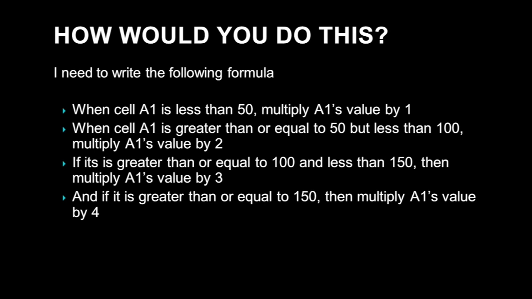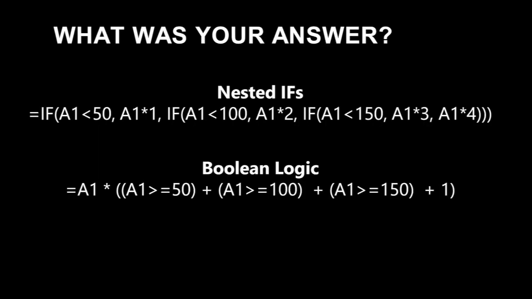You know, something multiplied by 1 is itself. When it's greater than or equal to 50, but less than 100, multiplied by 2, greater than or equal to 100, less than 150, multiplied by 3, greater than 150, multiplied by 4. So a fairly easy problem setup. So what I want you to do is just take a minute and write down how you would answer this. So what was your answer?